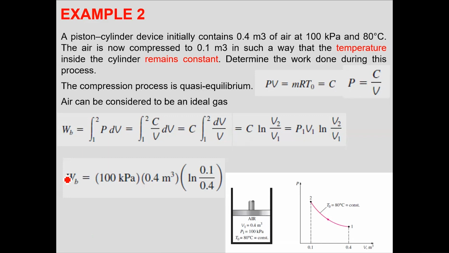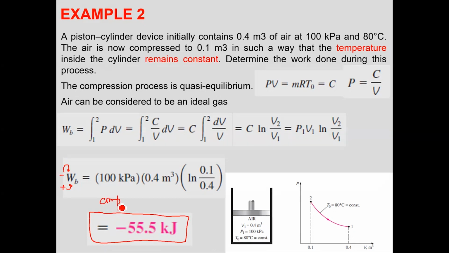Yes, very good. So whenever your compression is taking place, your boundary work would be negative, and whenever your expansion is taking place, your boundary work would be positive. So once you solve it out, you'll come to know that your boundary work is essentially minus 55.5 kilojoules, which is associated with the compression process.